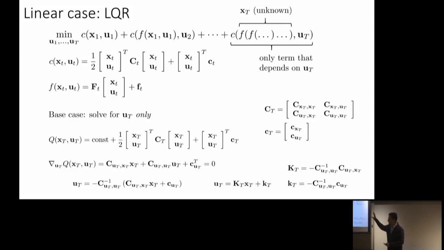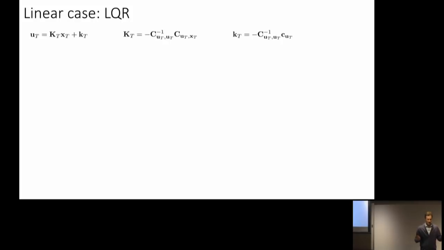Okay, does anyone have any questions about this derivation? There are a bunch of symbols and a bunch of linear algebra, but the actual idea is very straightforward. You just compute the derivative, set it to 0, and solve for u. Okay, so now we have these things. These are the facts that we've determined from the last step. And now we want to do the second to last step, the time step capital T minus 1.